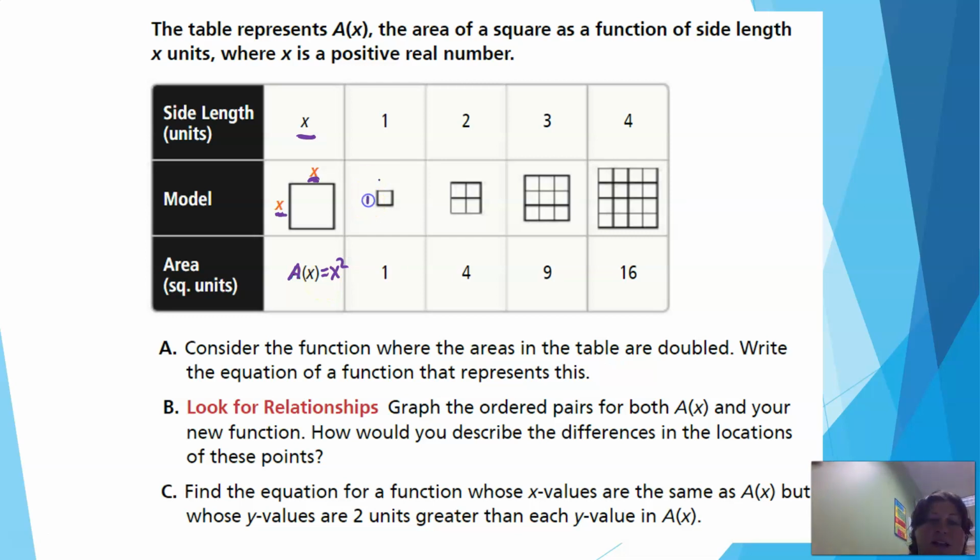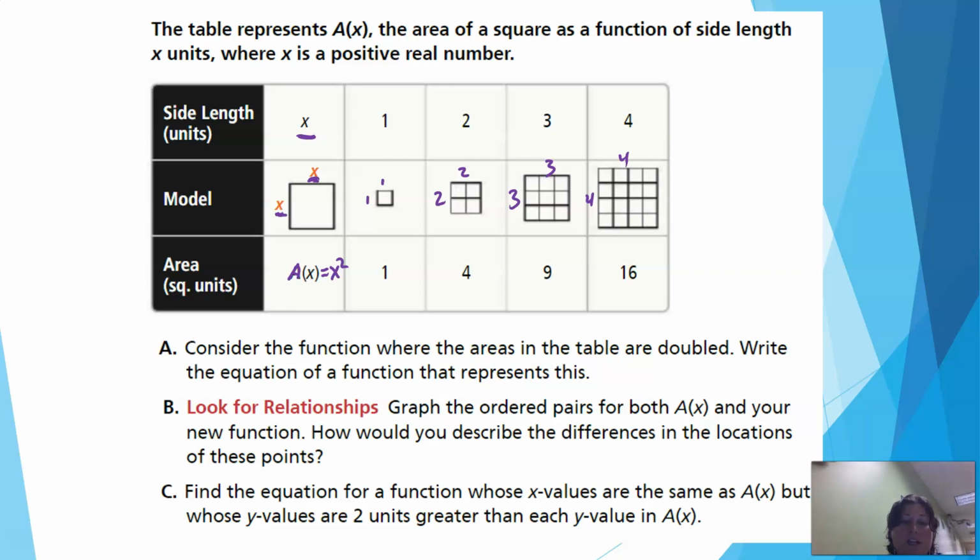Having said that, if it was side lengths of 1 and 1, 1 times 1 is 1. Side lengths 2 by 2 would be 4. 3 times 3 would be 9, and 4 times 4 would be 16. So it says consider the function where the area in the tables are doubled. Write the equation of a function that represents this.